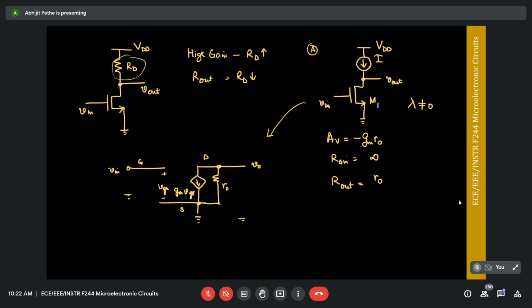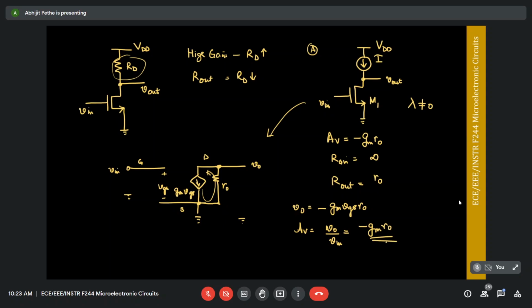This current source, because it's an ideal current source, presents infinite resistance. It's an open circuit for small signal analysis. Now if you want to calculate the gain, look at this loop: gm·Vgs flows through ro only. So your Vo is given by minus gm·Vgs·ro, and Vgs is equal to Vin. Therefore, your Av is Vo by Vin, which is minus gm ro.